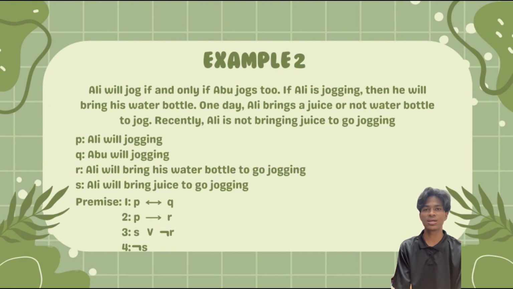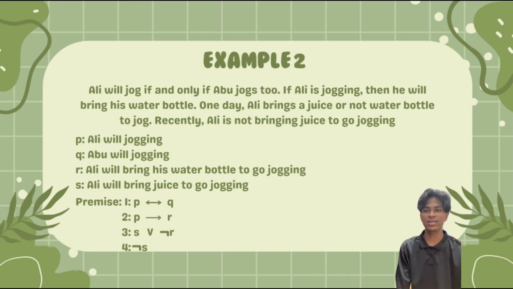Recently Ali is not bringing juice to go jogging. So we need to give the 4 primitive statements using P, Q, R and S. As we know, P is Ali will jog, Q is Abu will jog, R is Ali will bring his water bottle to go jogging, S is Ali will bring juice to go jogging. Then we need to put all the premises that we have into statements.